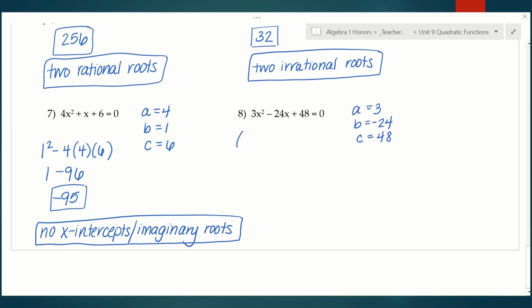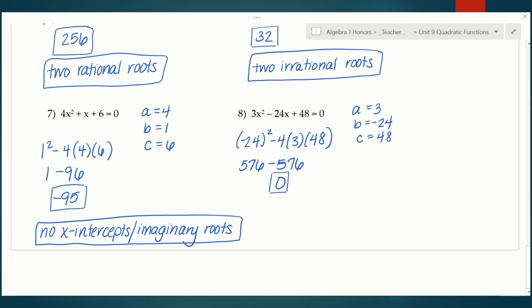All right, so b squared minus 4ac. So negative 24 squared is positive 576. And then 4 times 3 is 12. 12 times 48 is minus 576. So my discriminant here is 0.